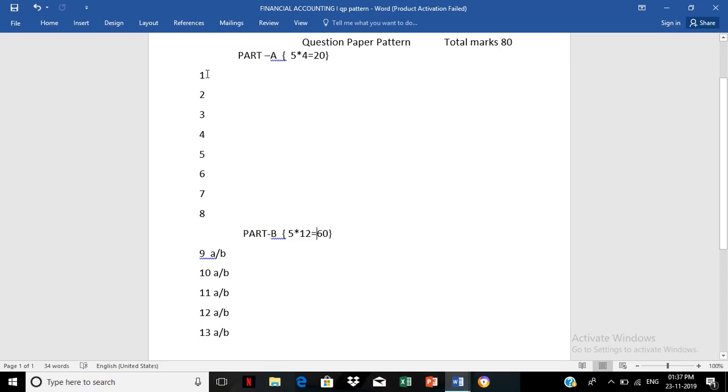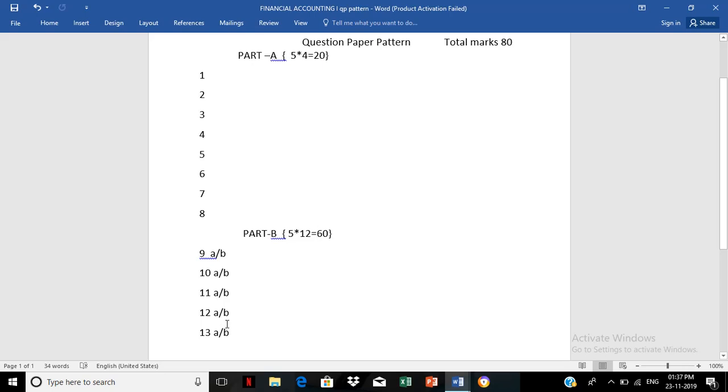Now here all 5 units will be covered and in part B also all 5 units will be covered. But in the 8 questions, you can write any 5. It's up to you which one you will select. All 5 units are covered, and extra questions will repeat from the first unit again, or second or third, fourth, like that. When it comes to part B, the ninth question is from unit 1, 10 is from unit 2, then 3, 4, 5. A or B, A or B, A or B.